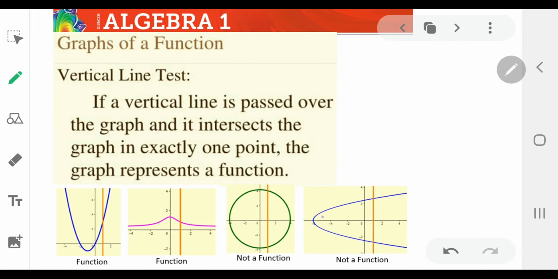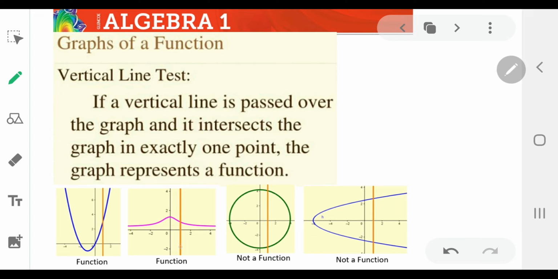The last part: how to determine whether it's a function or not using a graph. In the coordinate plane, we have a simple test called the vertical line test. For any graph you have, if you need to know whether it represents a function or just a relation, you draw a vertical line passing through the graph. If it crosses it in exactly one point only, you can say it is a function. If the vertical line crosses the graph in more than one point, it is not a function.